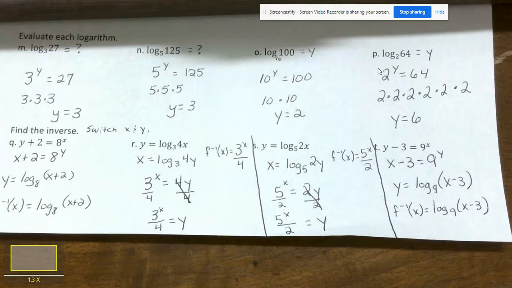All right, if you have any trouble with this, please reach out and let me know. We'll talk about it.